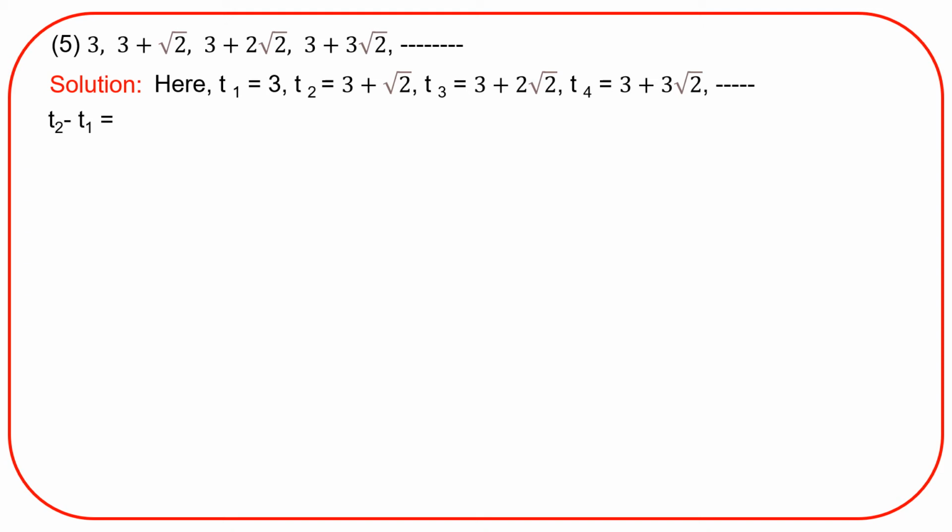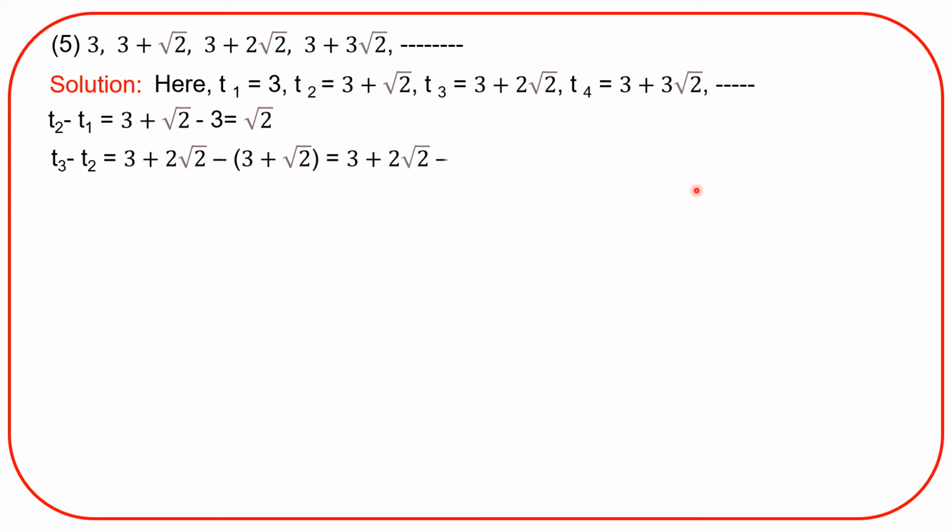T2 minus T1 is equal to 3 plus root 2 minus 3. 3 cancels, root 2. T3 minus T2 is equal to 3 plus 2 root 2 minus into bracket 3 plus root 2. Here we remove the bracket, therefore signs are changed. Minus 3 minus root 2. 3 cancels, 2 root 2 minus root 2. The answer is root 2.